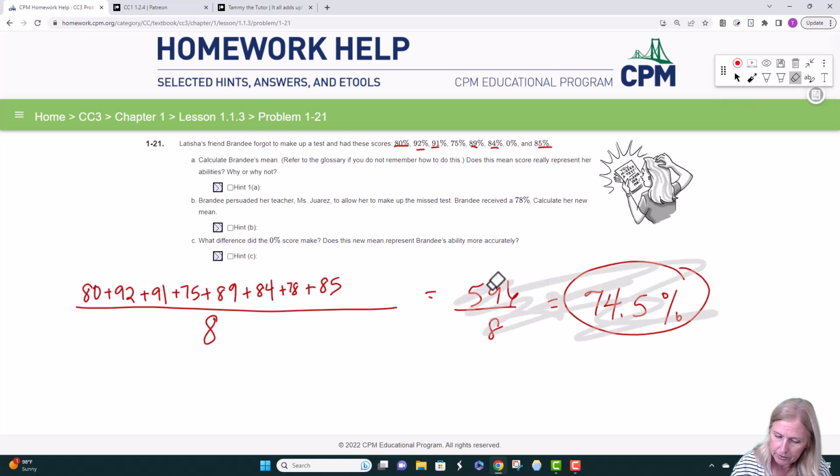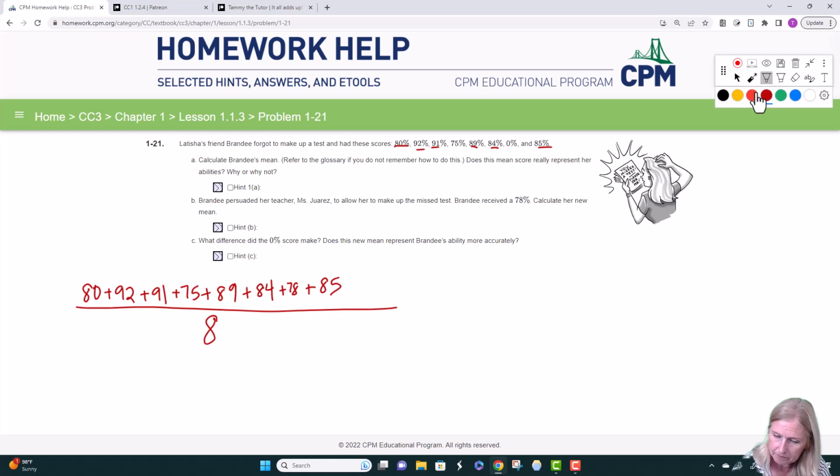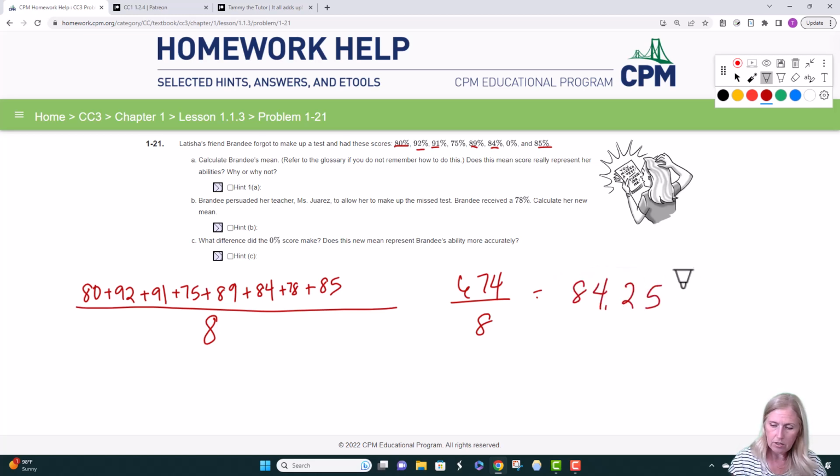I am going to redo all of this. Okay, let's say 80 plus 92 plus 91 plus 75 plus 89, 84, 78, and 85. So now she's got 674 divided by 8. There's still 8 numbers. Her average is 84.25%. Now that rings a lot more true. Doesn't that make way more sense talking about what her abilities are?